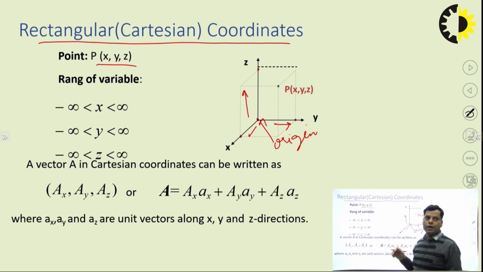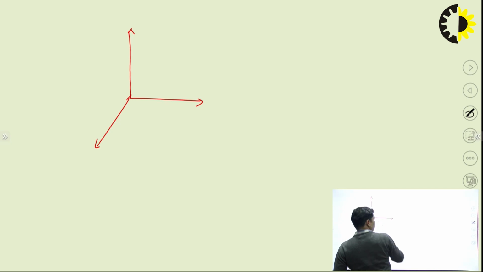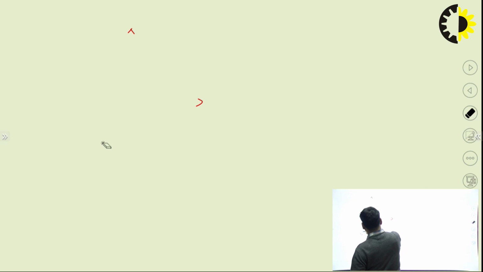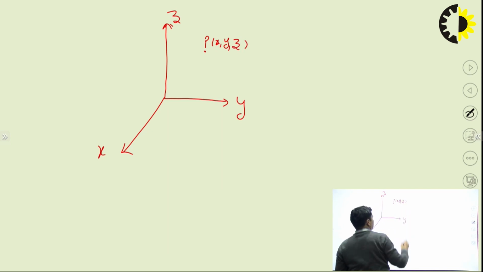So any point is now located in free space along these three, x, y, z, where we are representing the point. This is an example of the Cartesian or rectangular coordinate system. Here we will discuss it in detail. Before going into the discussion, let's consider the picture you have seen previously. This is the x axis, this is the y axis, and that is the z axis. Any point P(x, y, z) will be here.